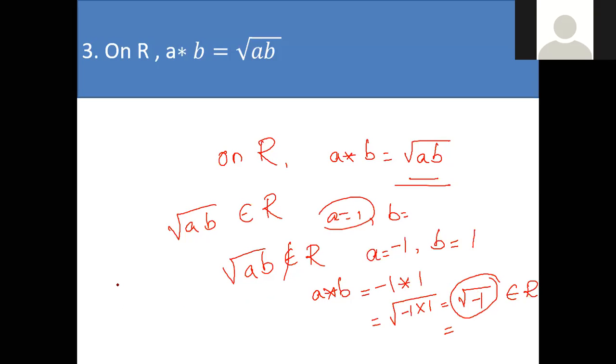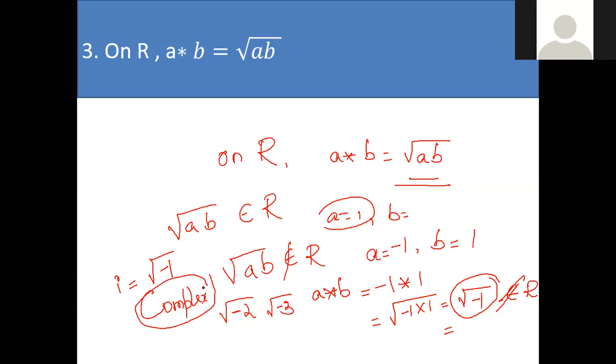I think you have studied about complex numbers, right? What is the value of i? i is equal to square root of minus 1. So whether this square root of minus 1 belongs to R? It doesn't belong to R. That's why we introduced complex numbers. In real numbers, negative values under a square root do not come. Square root of minus 2, square root of minus 3 do not come in real numbers. So to include these we defined a bigger set called the complex number set.